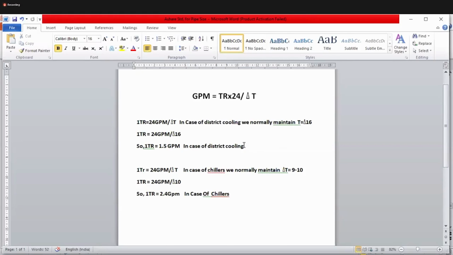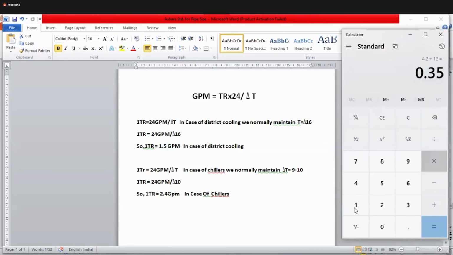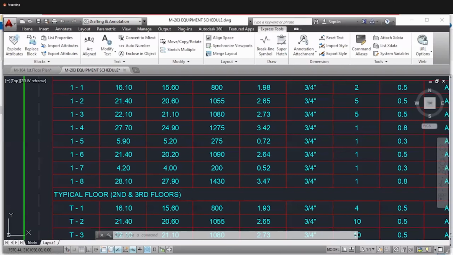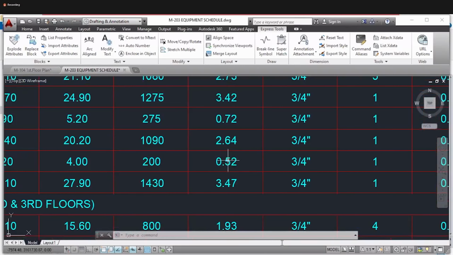1.5. We are using district cooling now, so the factor for converting tonnage into GPM is 1.5. So 0.525. What is this? This is the GPM, 0.525. So see, we got 0.525.